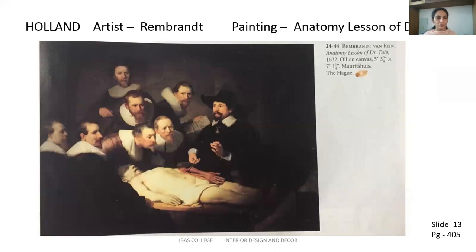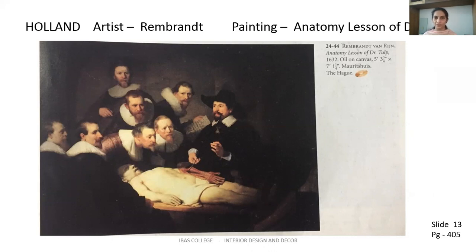These are artists from Holland, and this is Rembrandt. Rembrandt was famous for a very dramatic effect in his painting with the lighting that he plays. So, in all his paintings, the light was the important factor that illuminated the faces and brought the emotions.